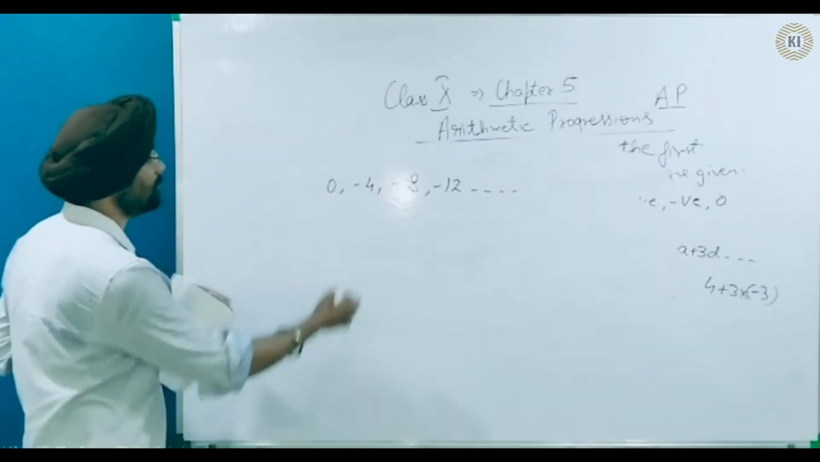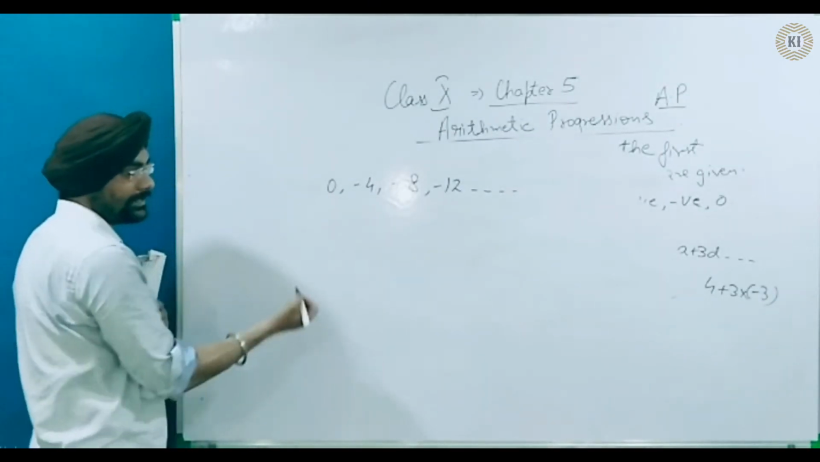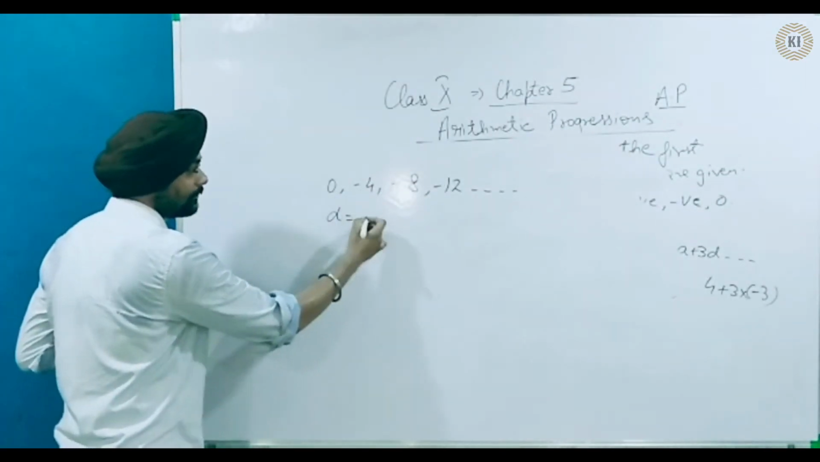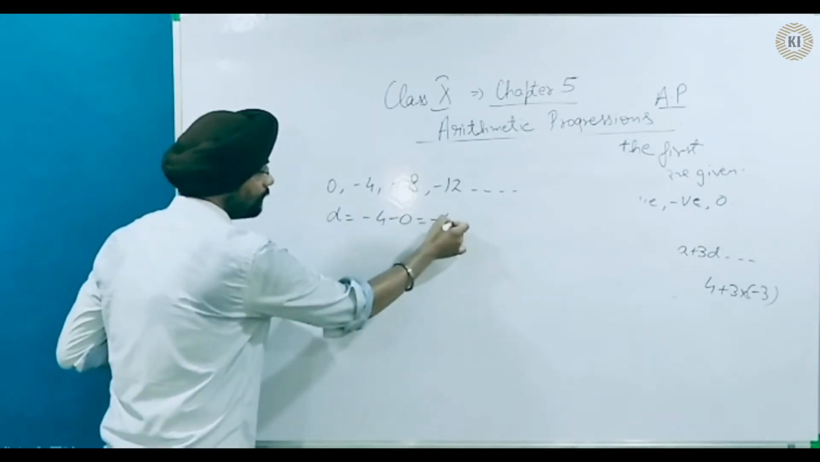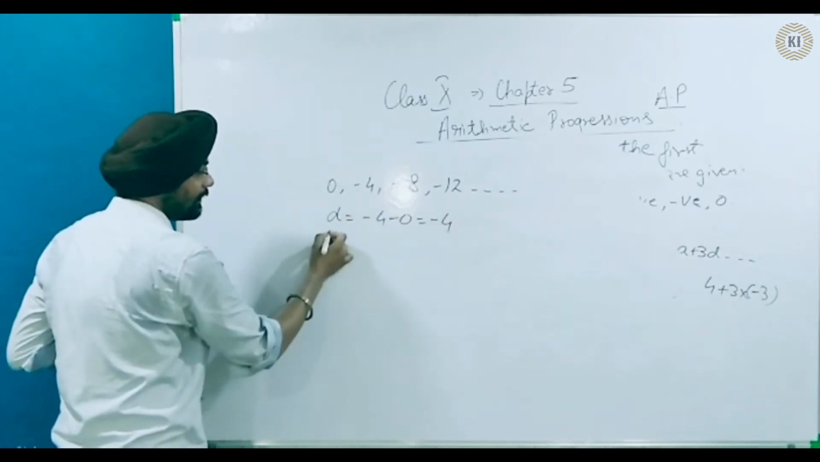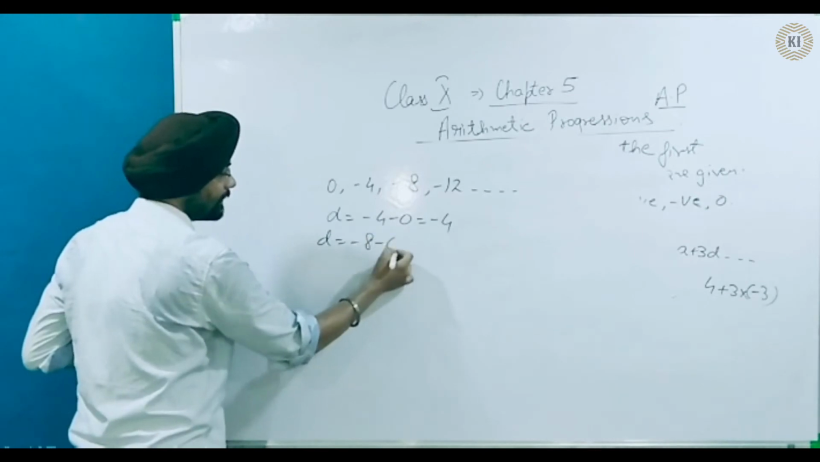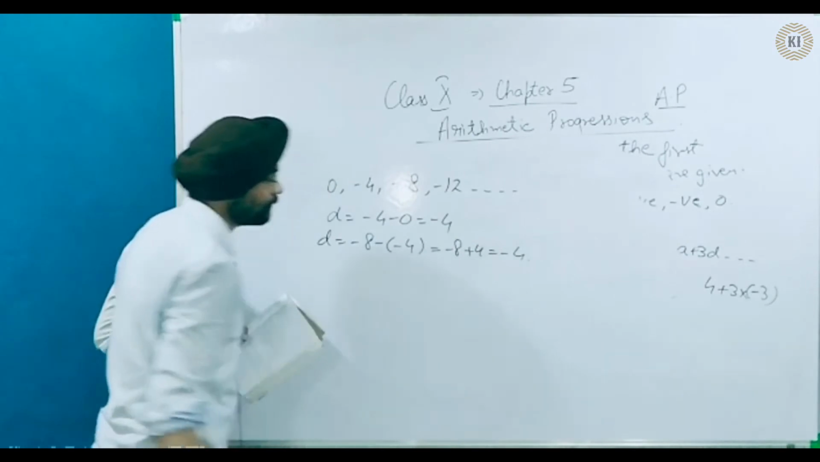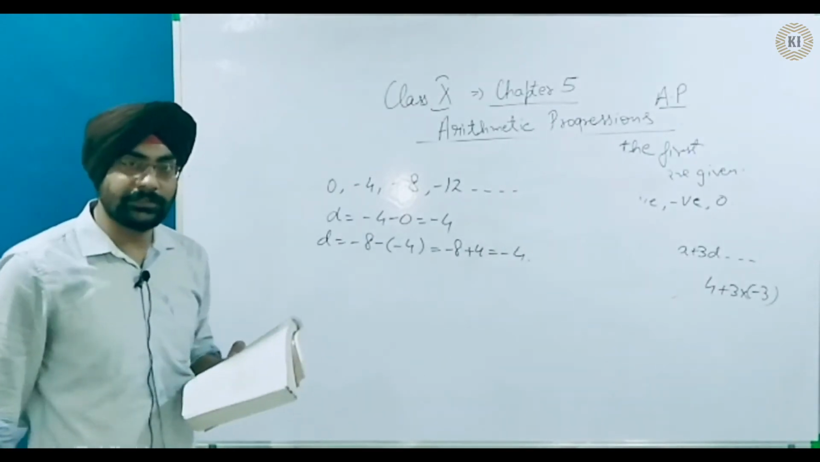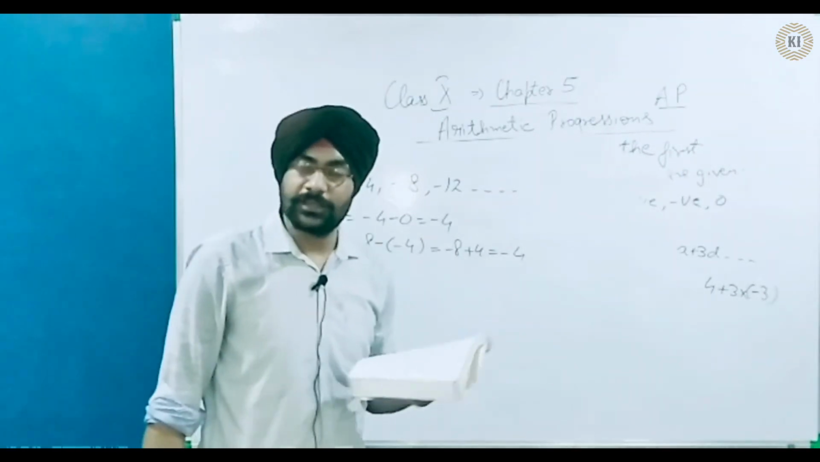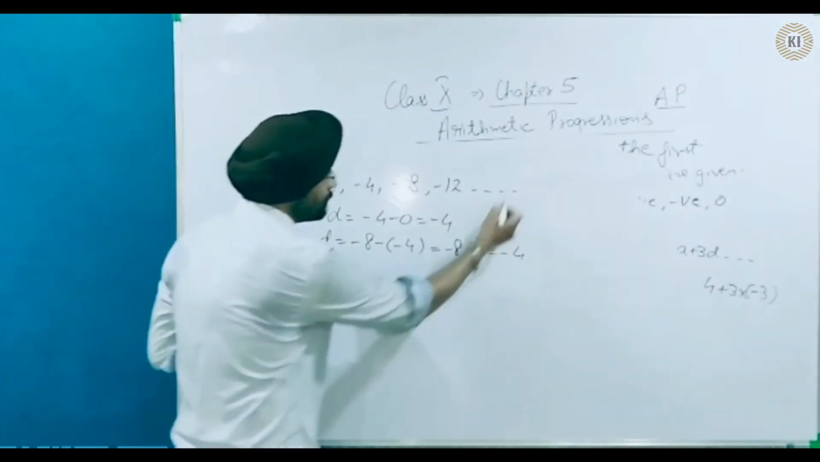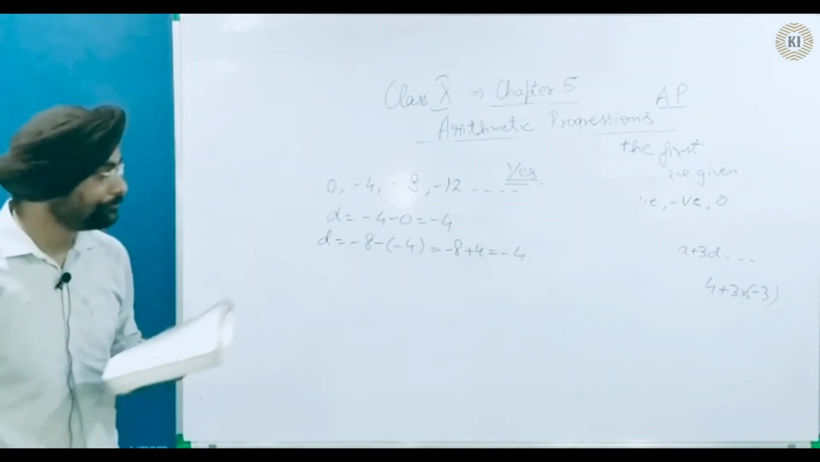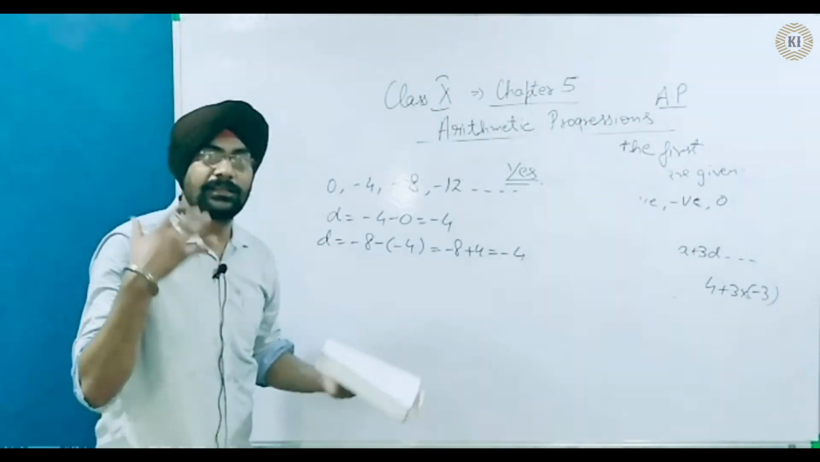Now see, in this question, very carefully when you observe, the value of D: minus 4 minus 0 will be minus 4. In this case, the value of D: minus 8 minus of minus 4, so minus 8 plus 4 will be again minus 4. So you can see that our common difference is the same throughout the series. It is fixed. So yes, we can say that this series is an AP. Yes, it forms an AP. Now you have to calculate the next 3 terms.